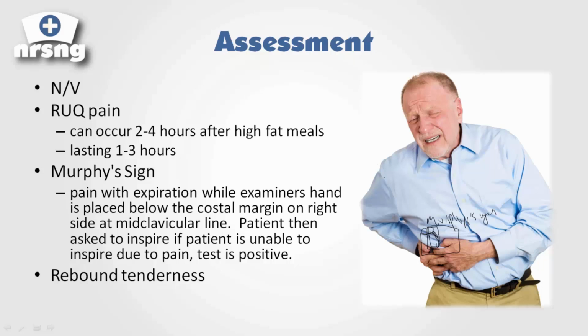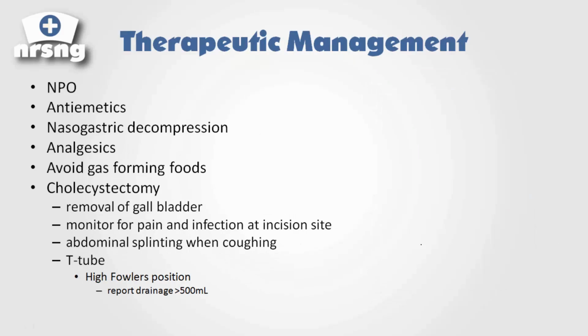Another sign is going to be rebound tenderness. We talked about this in a couple other videos, but with rebound tenderness, as we press on the abdomen and then lift up, it elicits a pain reaction. So those are what we're going to see in our patient that has cholecystitis, and that's how we differentiate it from appendicitis or hepatitis or something like that: this right upper quadrant pain after meals and Murphy's sign.